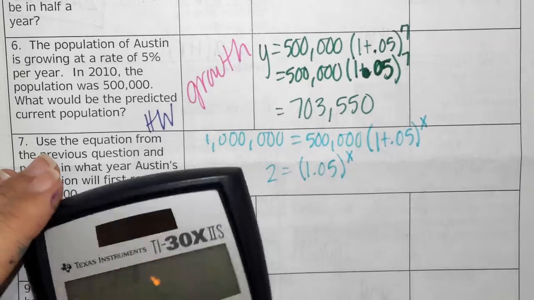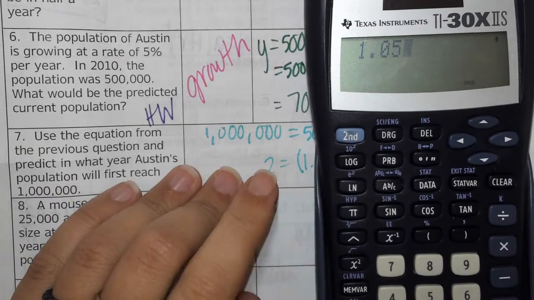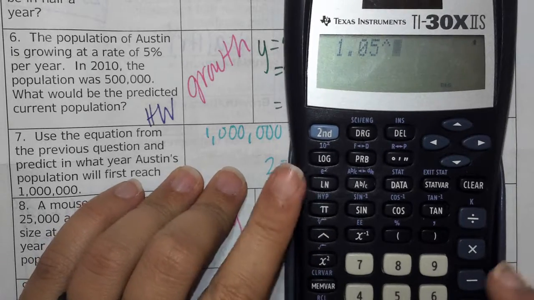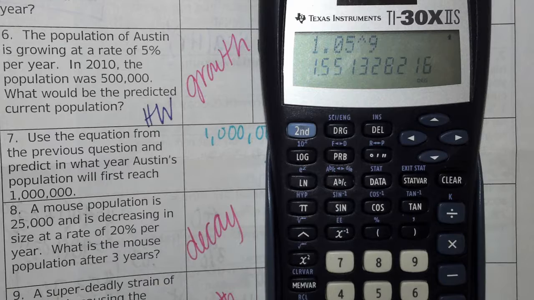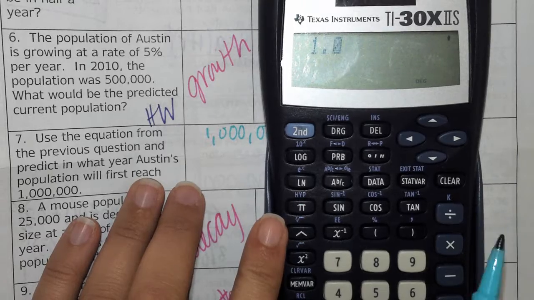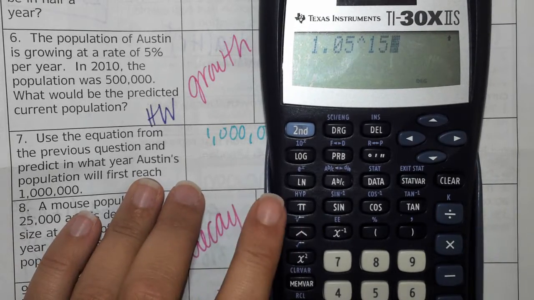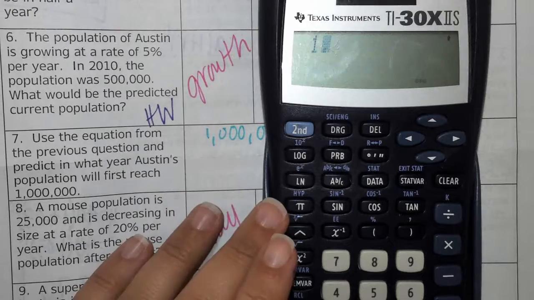Alright, everybody type in 1.05. What button do we hit next? The caret button. And Alexia suggested 9. Does that get us close to 2? No. Nope, not yet. Alright, 15? 1.05 caret 15. That goes over. What if we tried 14?